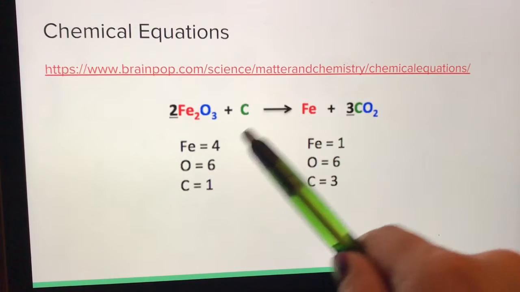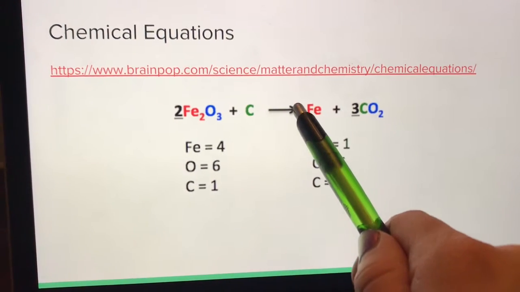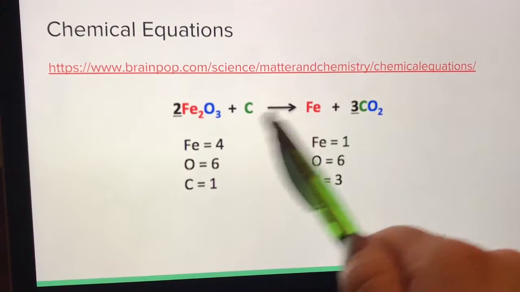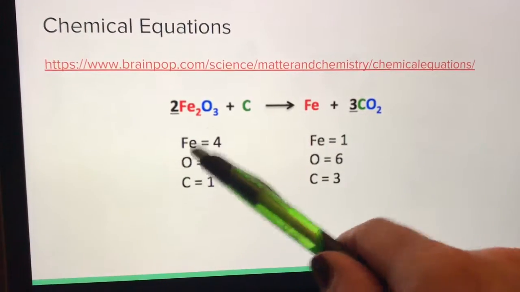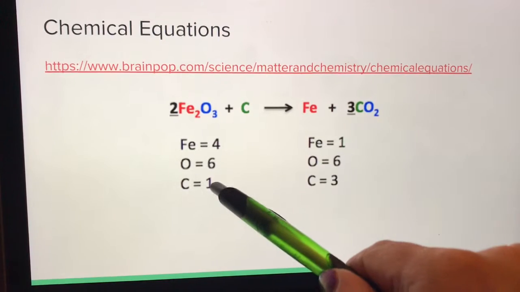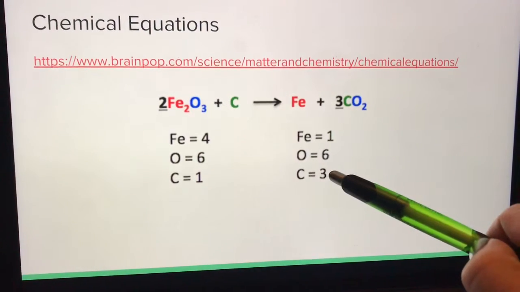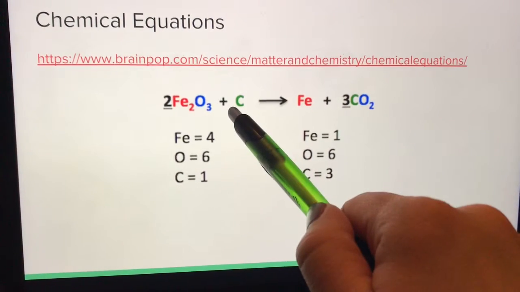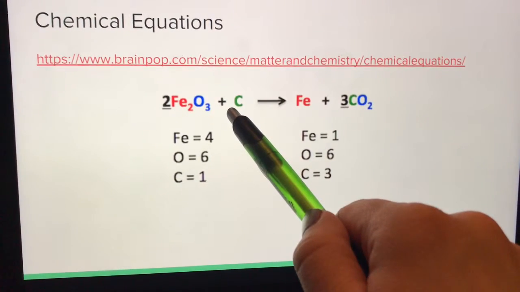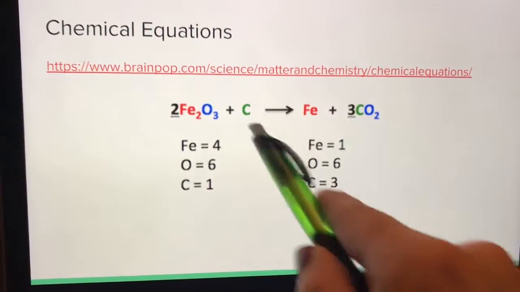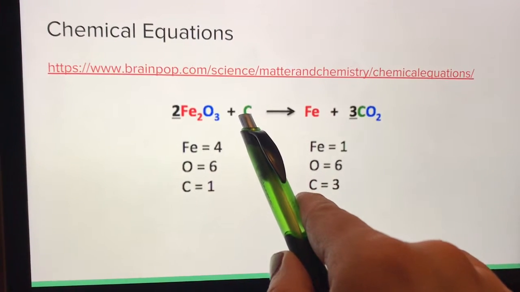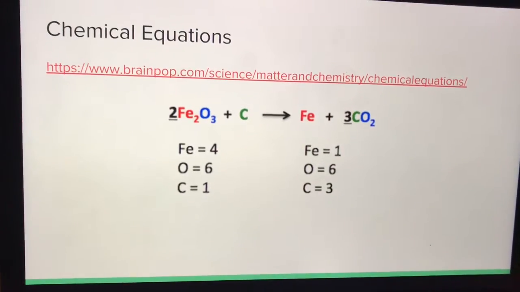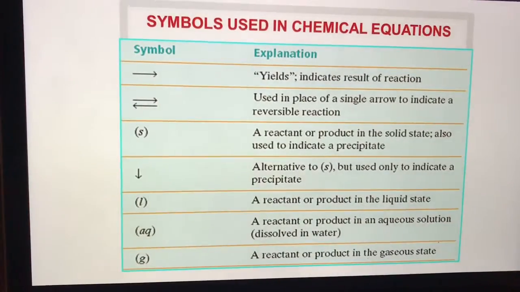1 times what would give me 4? Obviously that would be 4. So I would add a 4 coefficient in front of this. The 4 and 4 would work out, 6 and 6 works out, but I still only have 1 carbon on this side and 3 carbon atoms on this side. So what times 1 would give me 3? So I would add a 3 coefficient in front of carbon, and then that would make this whole equation balanced.